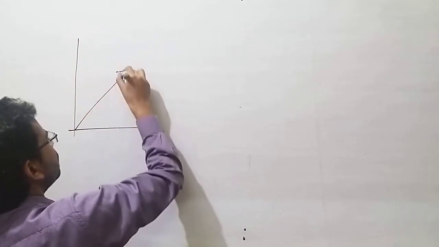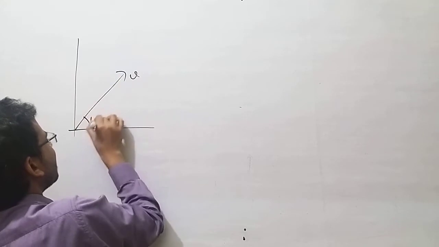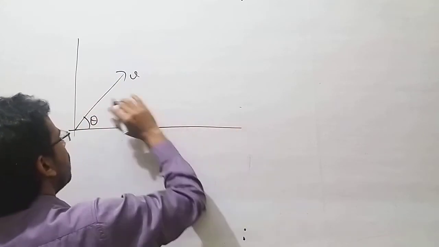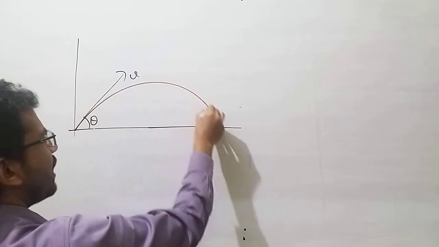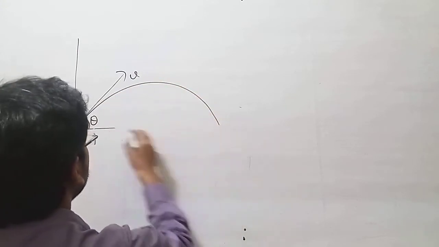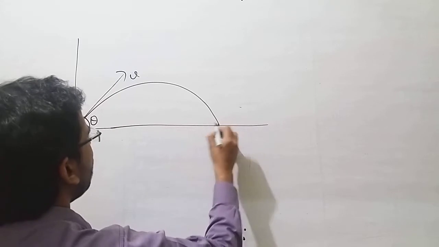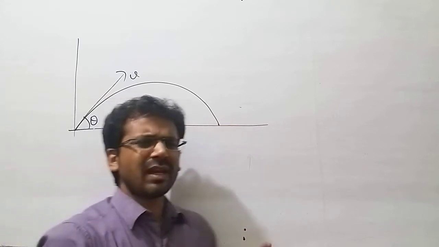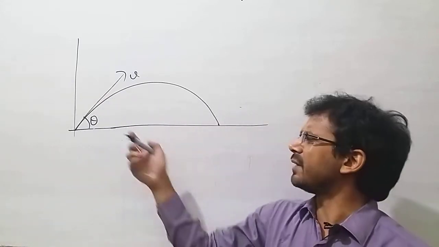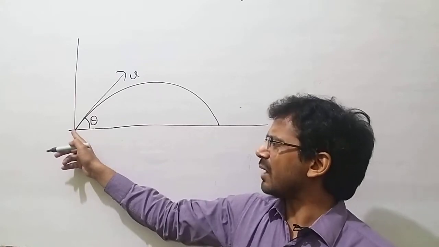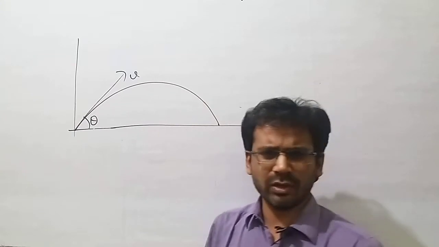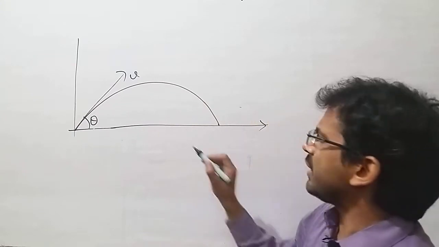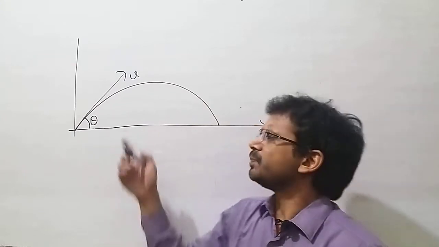That is, a particle is projected with velocity u at an angle theta. Whenever we project a particle like this from the ground, it falls back on the ground. There are a lot of cases, among which we are taking one case, that a particle is projected from the ground and again falls on the ground, so that we can understand it in a better way.